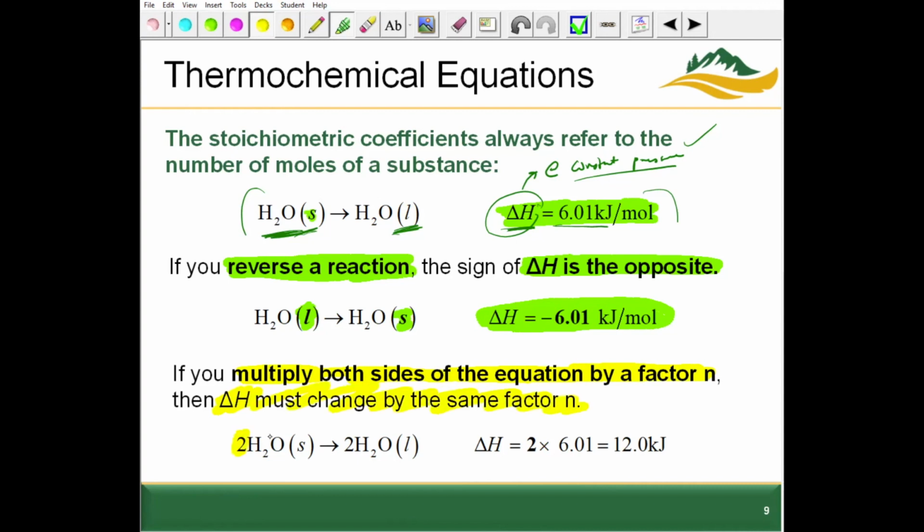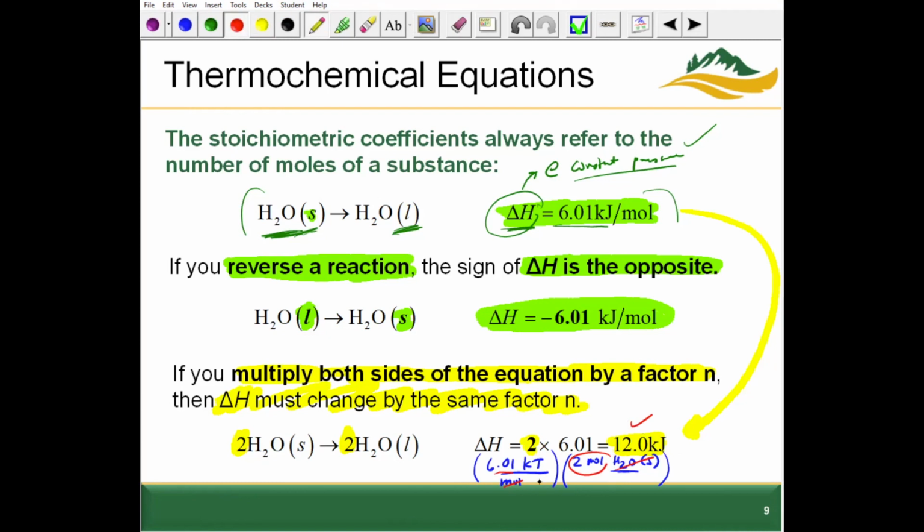So if we change these to 2 molar coefficients out front, then we take 6.01, and for the whole reaction, we multiply this by 2. Just to show this worked out, see how the units go. We have 2 moles of solid H2O, then moles and moles cancel out. Now we multiply 6.01 times 2, get about 12.0 kilojoules.